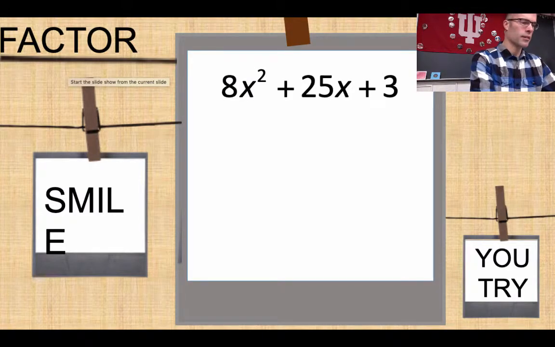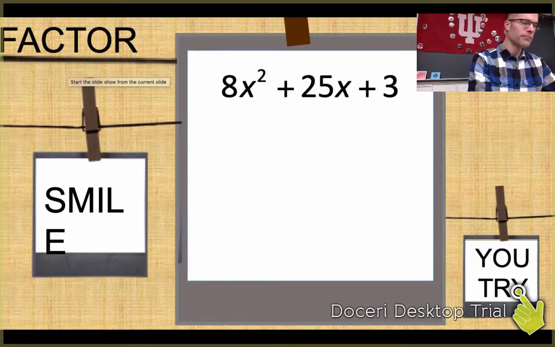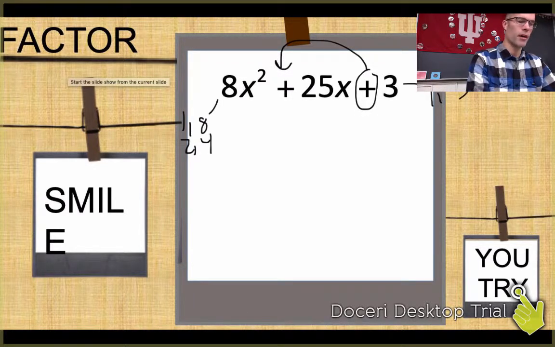Alright, over here, let's see if we can take out a GCF. We can't. So we've got 8: you've got 1 and 8, and you've also got 2 and 4. For 3, you've got 1 and 3 as the only options. The C value sign is positive, so that tells me both my signs are going to be positive. So when I set up my skeleton, I know they're both going to be positive.